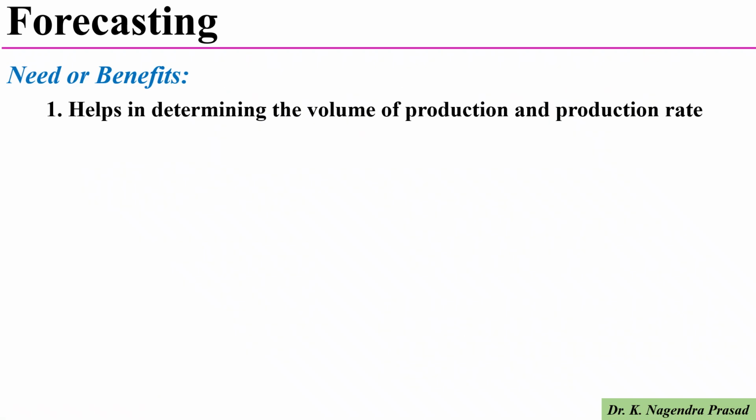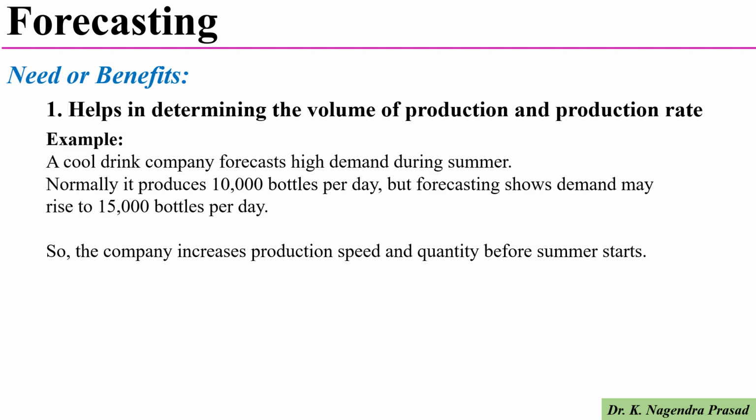So next we will discuss the need or benefits of forecasting. First one is that forecasting helps in determining the volume of production and production rate. For example, a cool drink company forecasts high demand during summer. Normally it produces 10,000 bottles per day, but forecasting shows demand may rise to 15,000 bottles per day. So the company increases production speed and quantity before summer starts. So forecasting helps in determining the volume of production and production rate.